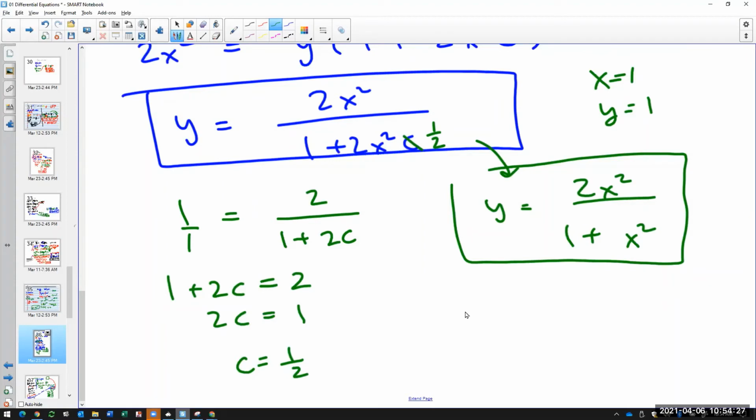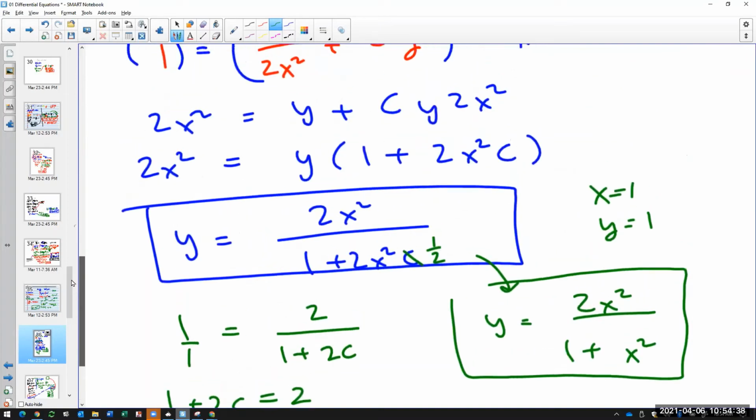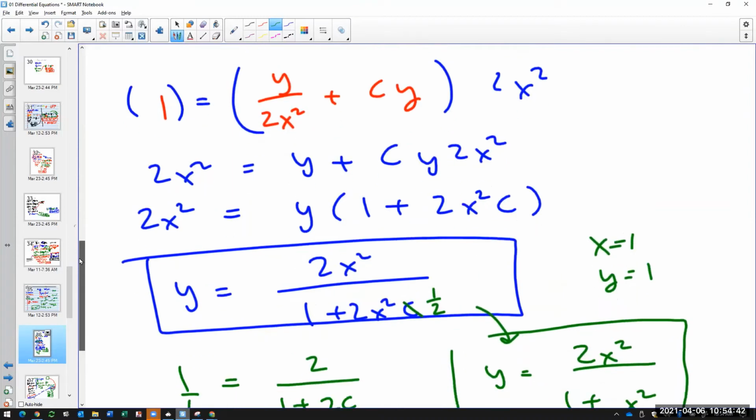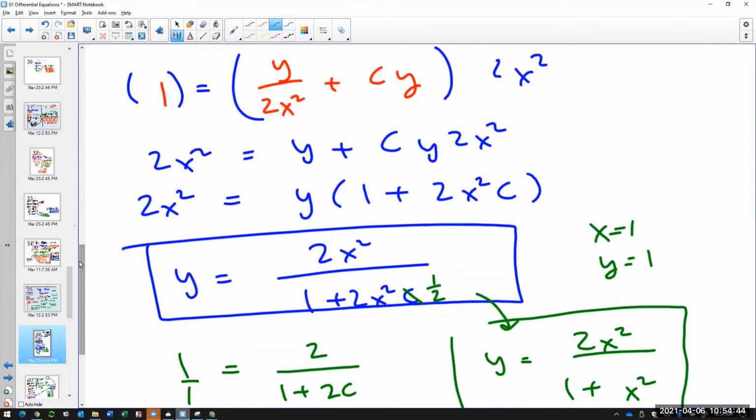All right, so a lot of algebraic manipulation. Could you follow it? And you actually didn't have to do it the way I did it. I mean, there's lots of algebraic ways to do this. It might have been easier, I'm not sure, to solve for c first, and then plug it in, and then solve for y. Okay, so sometimes one way is easier than the other. All right, what other questions do you have?